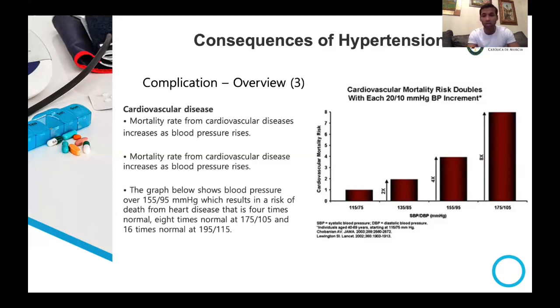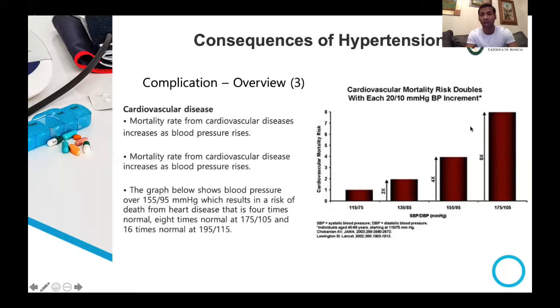So as we see in this research paper, this graph shows our SBP, the systolic blood pressure, and the DBP, the diastolic blood pressure. When it is 115 by 75, it's normal. But when it increases to two times more, to 135 by 85, that's when the risk of cardiovascular disease increases. The graphic below shows a pressure increase of 155 by 95, which is four times the risk of death from heart diseases. And even eight times more at 175 by 105, that's when the risk is really high.